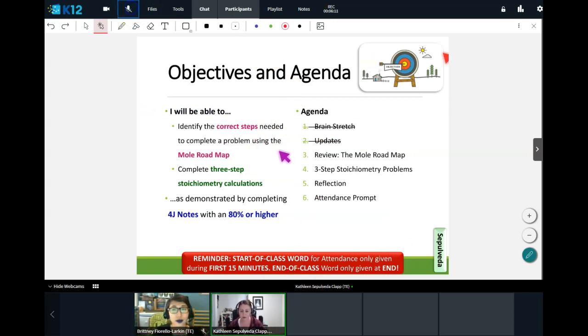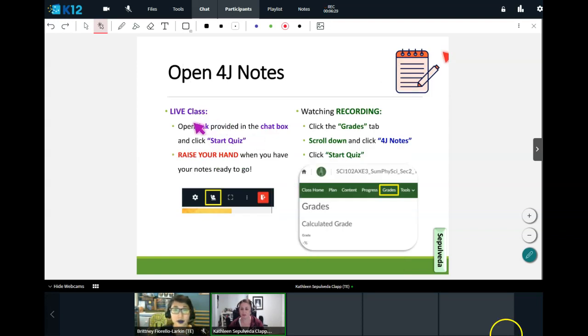So today, we're going to identify the correct steps needed using the mole roadmap, our famous mole roadmap. Say that 10 times and tell me how you do. We'll complete 3-step stoichiometry calculations and do this through our 4J notes. I know we all do well on that. So I'm going to go ahead and put our notes up into the chat box. There they go. There's Mrs. Larkin's, and then mine will come up next.